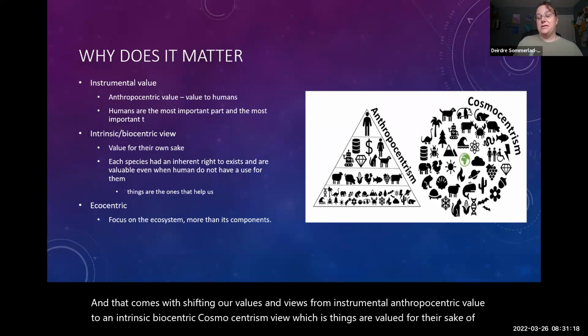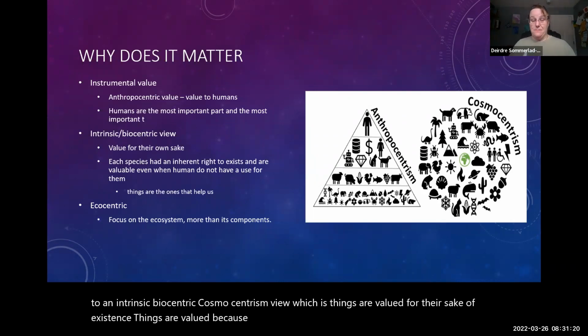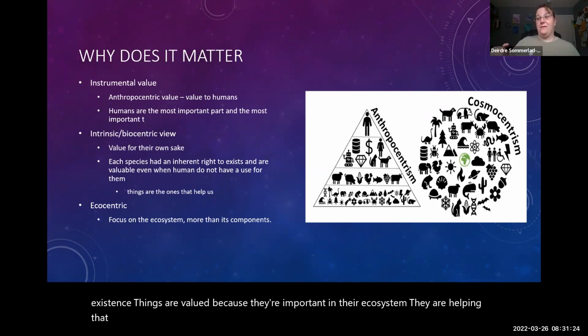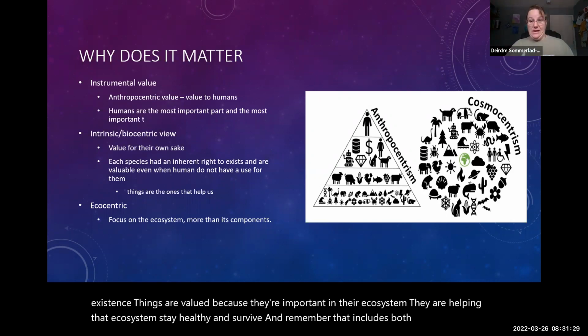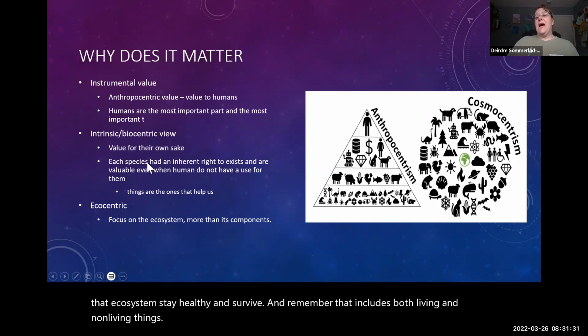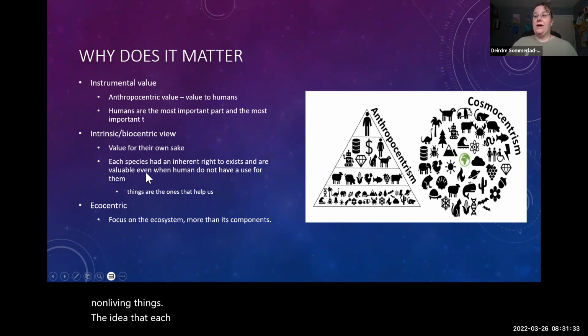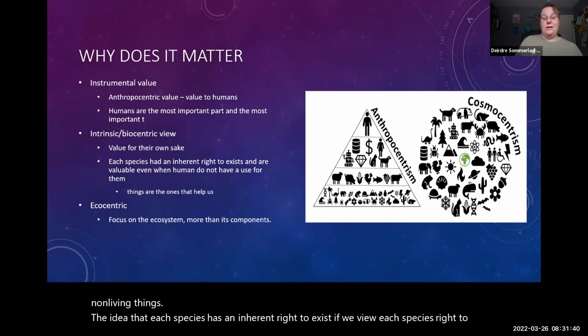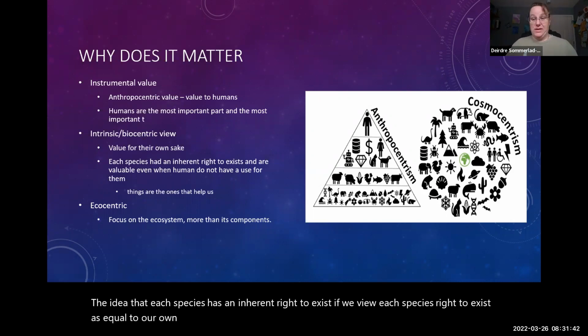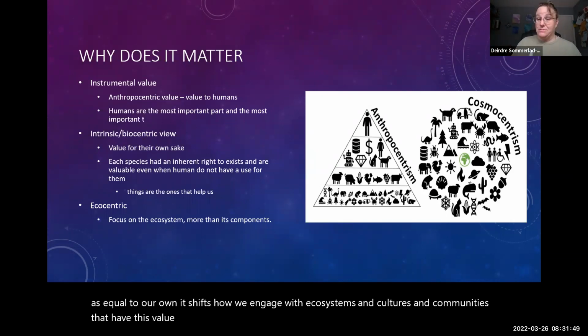Things are valued because they're important in their ecosystem. They are helping that ecosystem stay healthy and survive. And remember, that includes both living and non-living things. The idea is that each species has an inherent right to exist. If we view each species' right to exist as equal to our own, it shifts how we engage with ecosystems. And cultures and communities that have this value actually have healthier ecosystems.